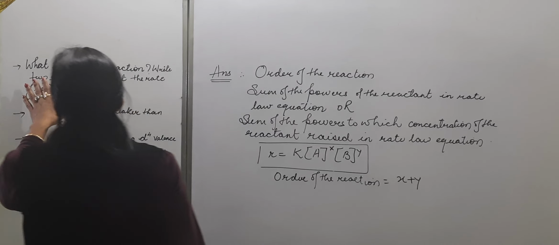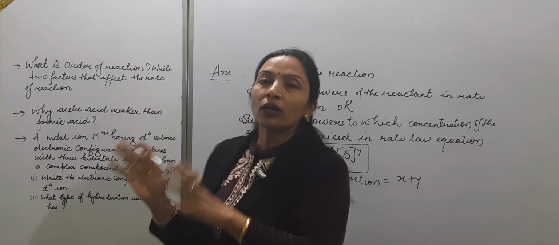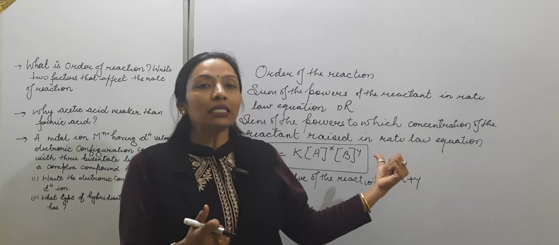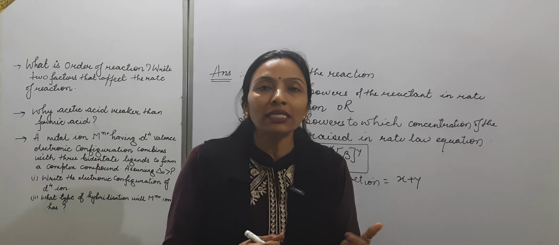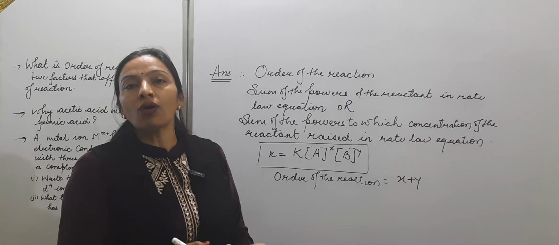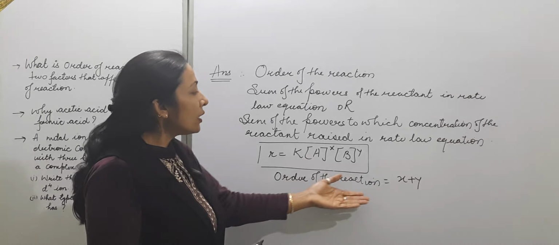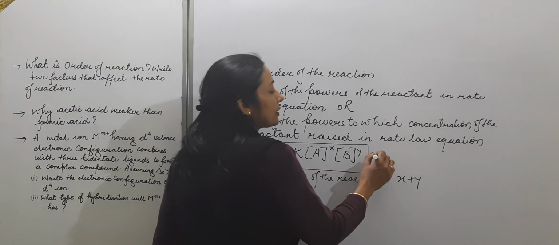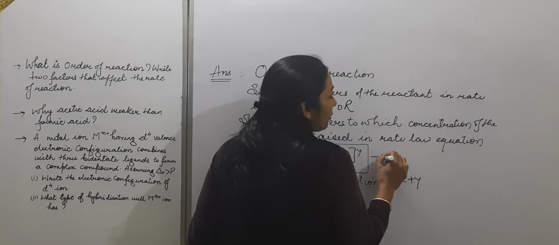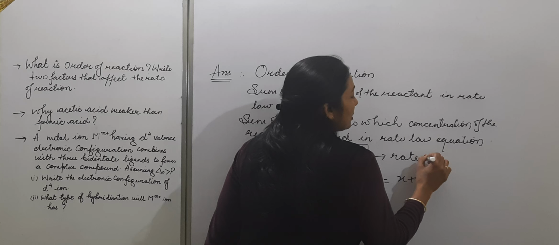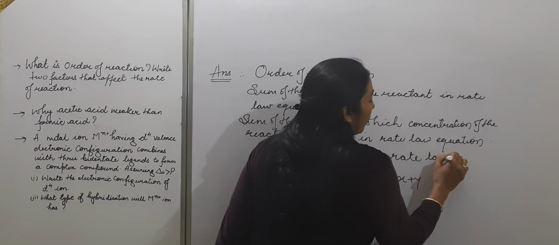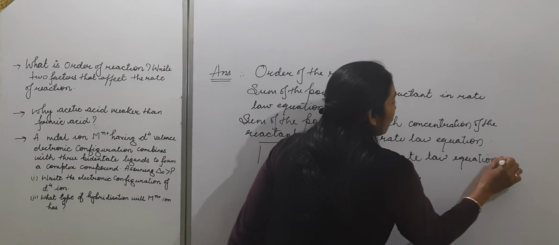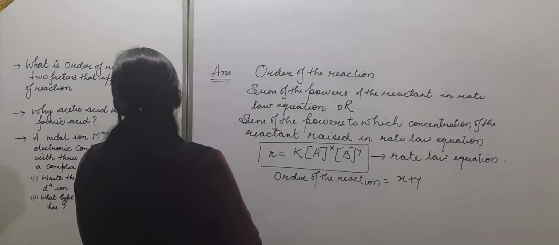So the question is, what is the order of reaction? Order of the reaction means the sum of the powers to which the concentration of the reactant is raised in a rate law equation; that is called the order of the reaction. And I wrote the rate law equation. यहाँ पे क्या है? This is the rate law equation, and this is the way we can write the order of the reaction.